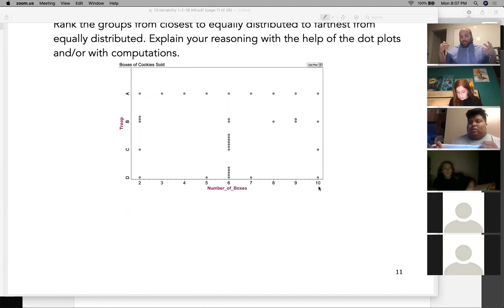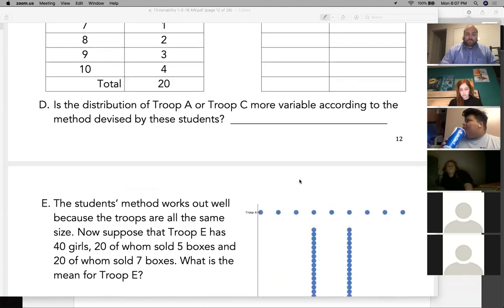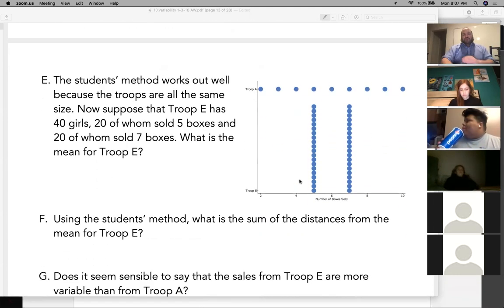So how would we know which one to use? They'll have to tell you, or they'll give you instructions for which one is appropriate in which scenario. Okay, thank you. So the students' method worked out well because the troops were all the same size.